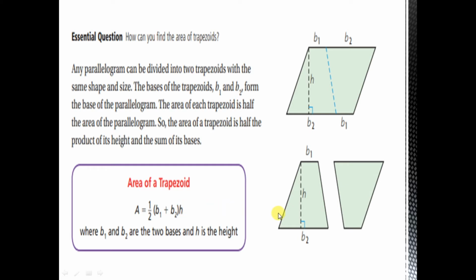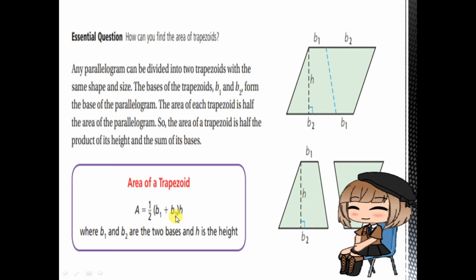Another explanation: in the trapezoid, if I want to apply the rule B times H for the area, I have two bases here. So I will take the average of the two bases, which is B1 plus B2 divided by 2. So again, going back to the main formula of the area of a trapezoid, area equals half times (B1, which is base 1, plus B2, which is base 2) multiplied by H, which stands for the height. Nice? Okay, let's solve an example.